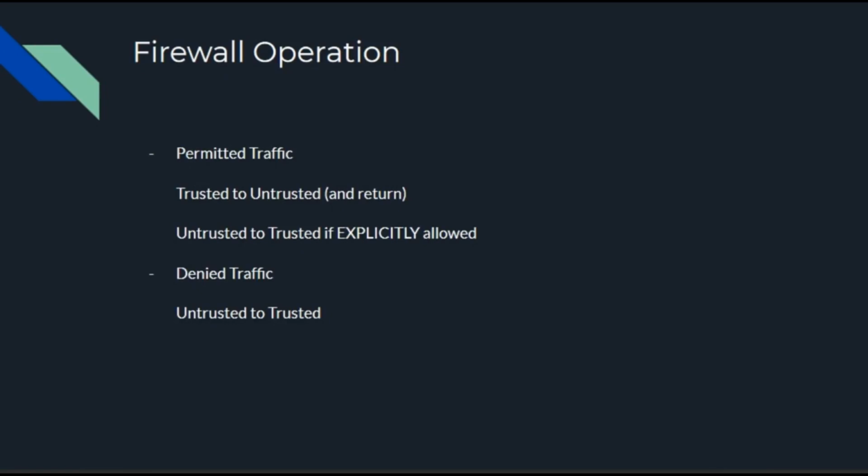We have already discussed the firewall behavior and how the firewall operates. By default, a firewall always drops traffic between two different zones. Here we talk about permitted traffic and denied traffic. Permitted traffic, for example, is traffic we have always allowed from trusted to untrusted and the return traffic. If we have explicitly allowed a particular untrusted user to reach the trusted zone, that is also permitted traffic. Denied traffic: by default, untrusted to trusted traffic is always denied in the firewall.